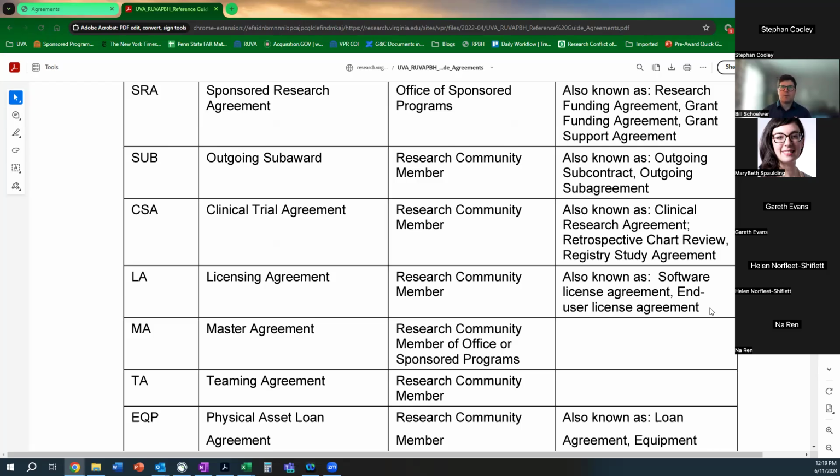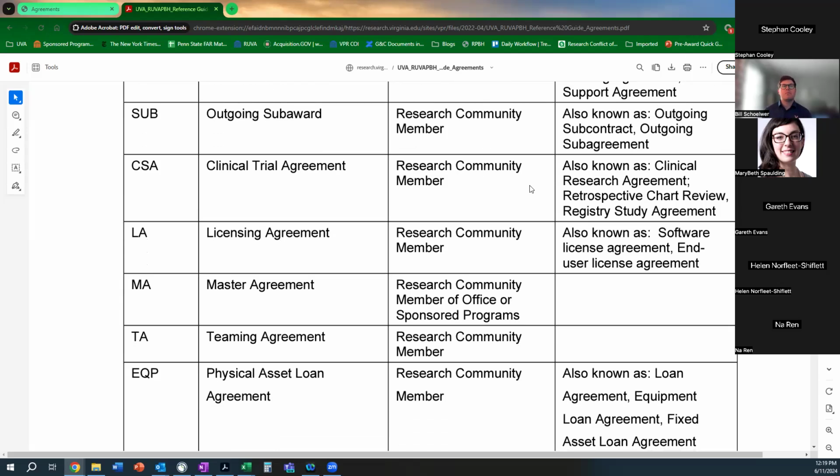And then for funded agreements, there will be a funding proposal that will have approvals, and when the notice of award comes through, the specialists in OSP NOA will create the agreement, usually a sponsored research agreement, an SRA, but it could be a CSA depending on what type of agreement it is.